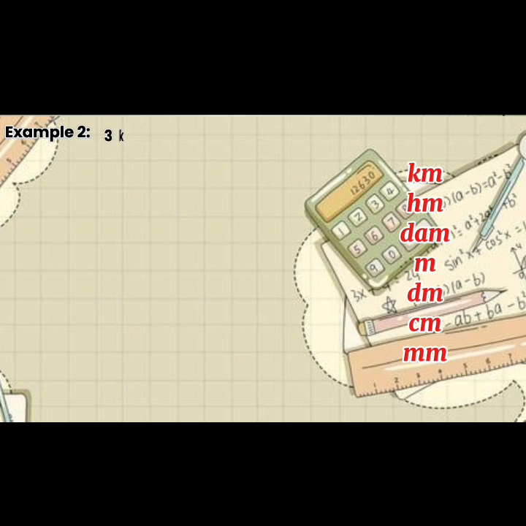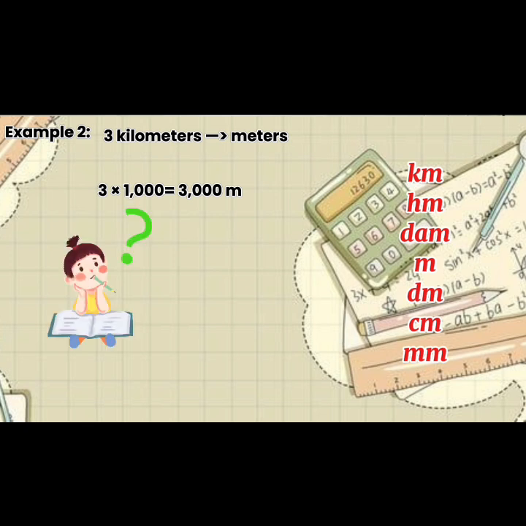Example 2 is 3 kilometers into meters. So, 3 times 1,000 is equal to 3,000 meters. Why multiplication? Because it is going downward and 3 zeros represent the 3 distances. That's why it's 3,000 meters. Just remember that when you move upward, you divide. When you move downward, you multiply.